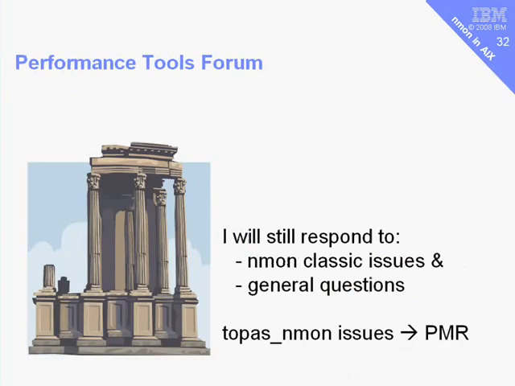We will still respond to performance questions on the forum, even if it's the Topaz nmon, if it's a general question about the performance stats and how we should monitor those and what they really mean. Those sorts of questions we'll still provide answers to on the forum. But if it's a genuine problem with the data coming out of Topaz nmon, then you'll be able to call up AIX support and raise a PMR for it.